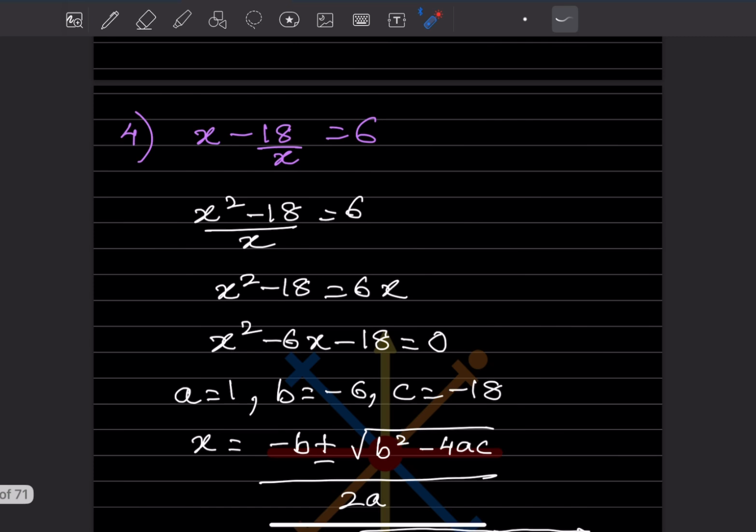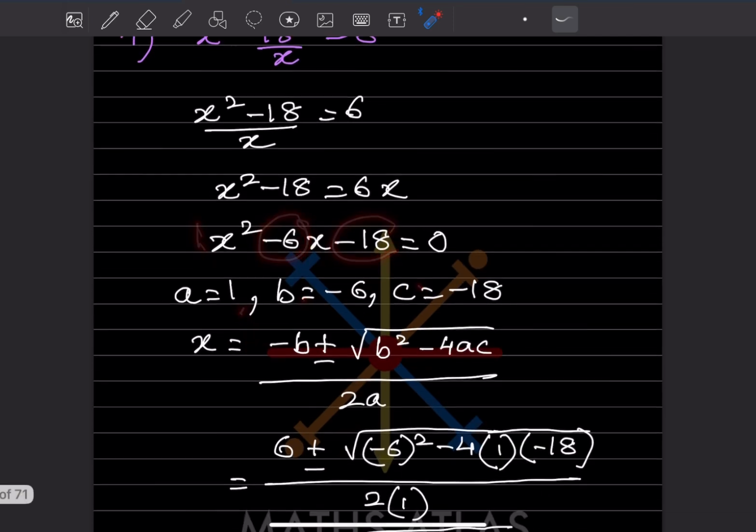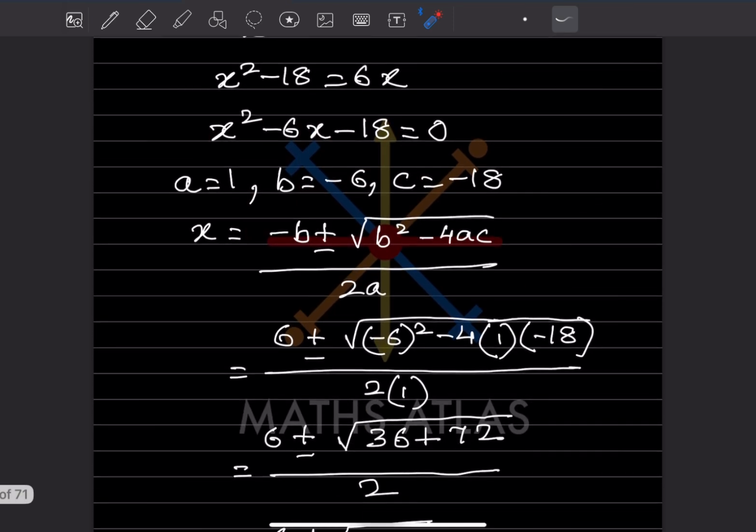Now this is the question given here. What you can see here is x. So this will be x square minus 18 divided by x is 6. So x square minus 18 is equal to 6x. This is going to be x square minus 6x minus 18 is equal to 0. So a is 1, b is minus 6, and c is minus 18. This is the formula given. So minus and minus becomes plus, so this one will be plus 6.